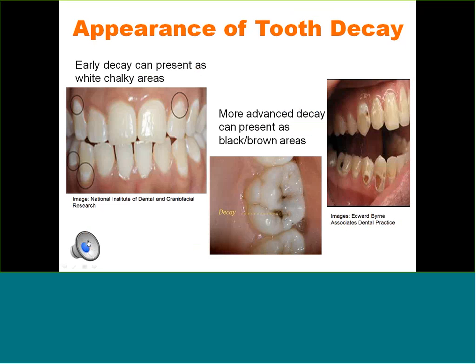Now you may be wondering, what does tooth decay actually look like? The following three photos are pictures of different stages of decay. Early decay can present as white chalky areas on the teeth, as seen in the photo on the left. More advanced decay can present as black or brown areas on the tooth, or even may appear as a slight shadow on the tooth. Lastly, and in the most extreme cases, decay can present as black or brown holes within the teeth.